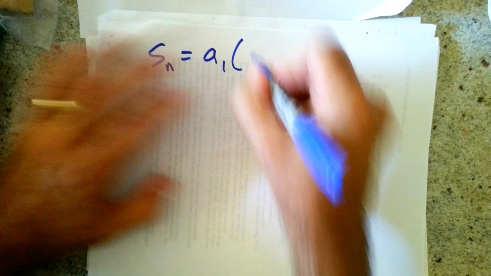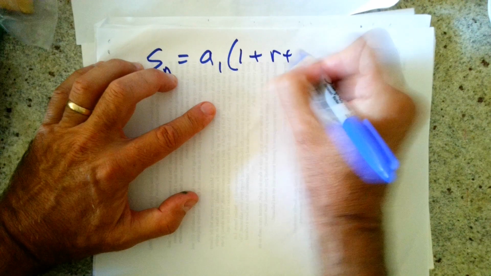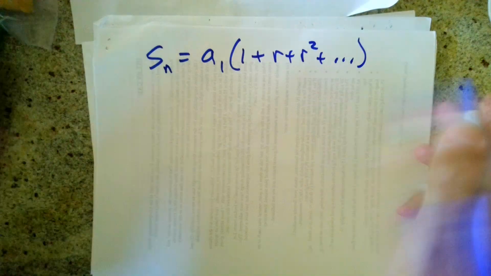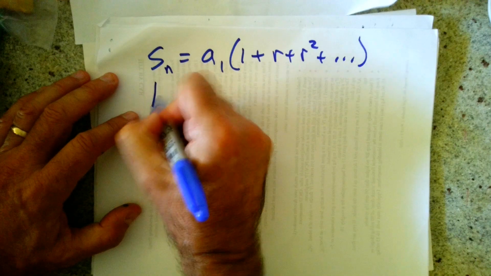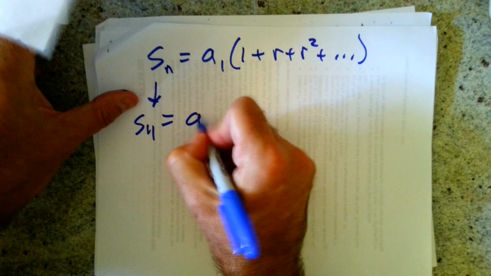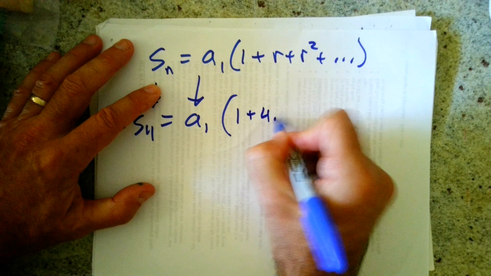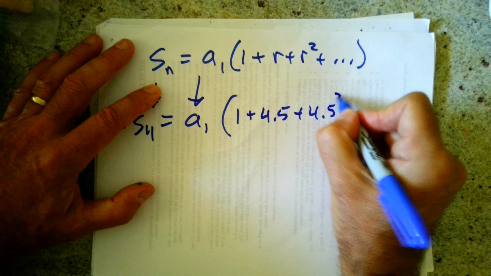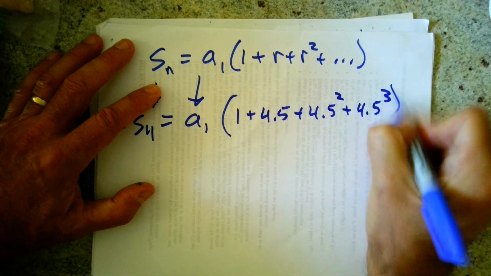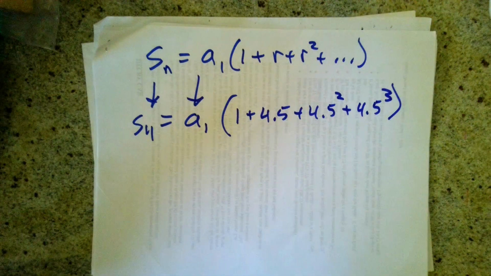As always, S sub n equals a1, that multiplier out front, times 1 plus r plus r squared plus however many we need. Okay, and let's plug in. They say n equals 4. So I want S4 equals a1, which is the unknown, so I'm going to leave that as a letter. r is 4.5, and I'm going up to 4 terms. So 1 plus 4.5 plus 4.5 squared plus 4.5 cubed. You can see this is a job for a calculator.